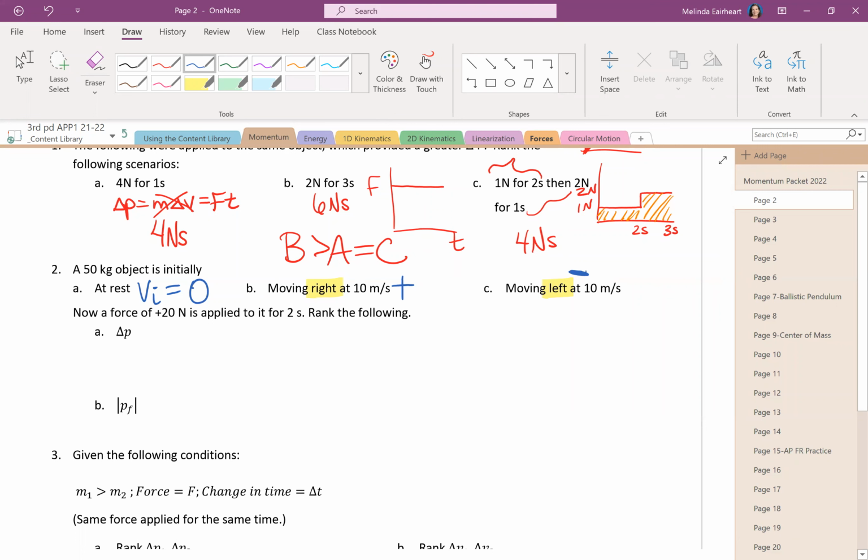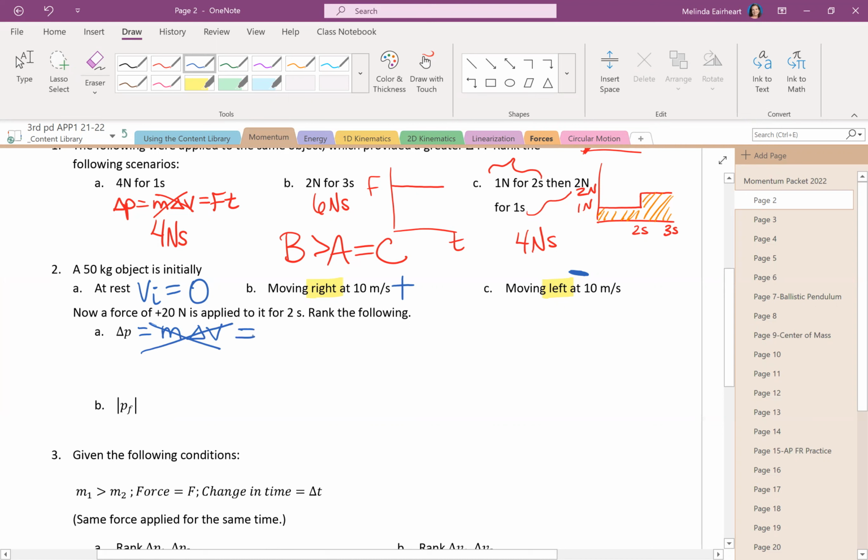Rank the following. Delta P, again, you might say, oh, that's m delta v. Do we know the change in velocity? They only gave us the initial. To get change, you need final minus initial. Do we know final velocities? Should we assume 0? Did they say it comes to a stop or anything? No. And so plan A, not going to work.